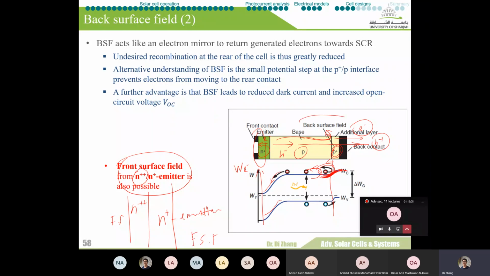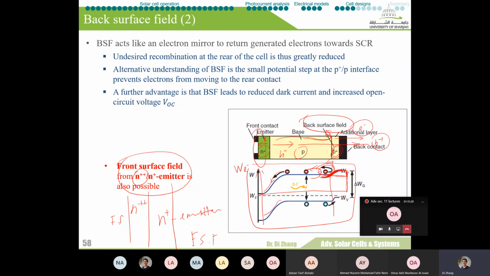Well, this is for the back surface field. And there is another advantage we would like to mention here: if you look at the overall p-n junction, the overall potential that is within the junction is actually increased. It's increased even further by the back surface field difference here.